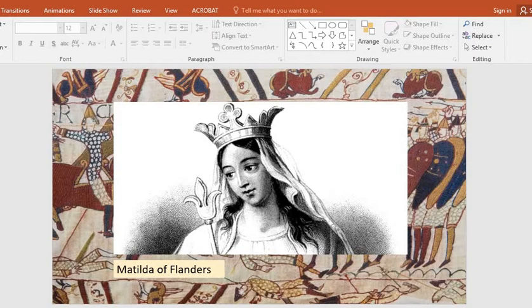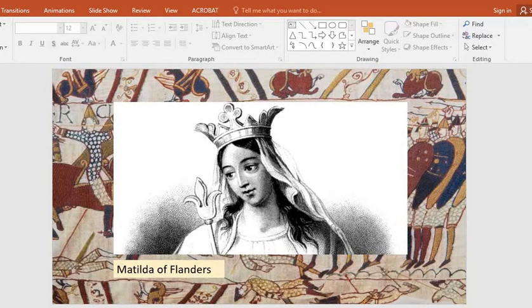William also won the support of religious leaders who were very influential. He appointed Odo, who is his half-brother, as Bishop of Bayeux, one of the most powerful positions in the Norman Church. William was deeply religious. He attended Mass most mornings, and he built spectacular cathedrals and monasteries in Normandy. So he was a Catholic.